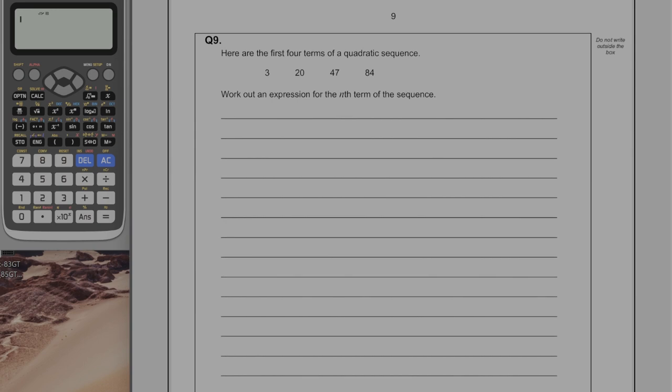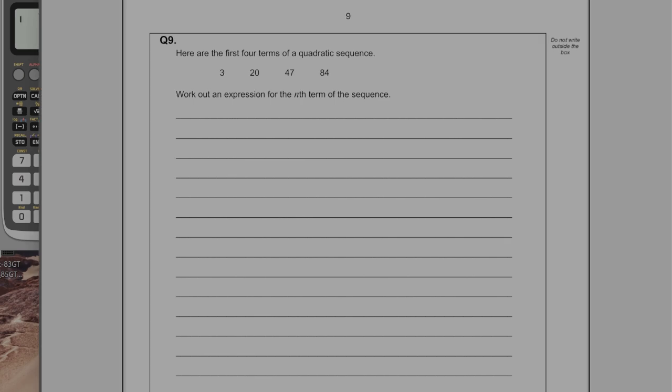Right, question 9. Here are the first 4 terms of a quadratic sequence. Work out an expression for the nth term of the sequence. Right, so I'm going to give myself a bit more working space. For a quadratic sequence, I would always recommend rewriting the terms again, but giving yourself a bit of space above.